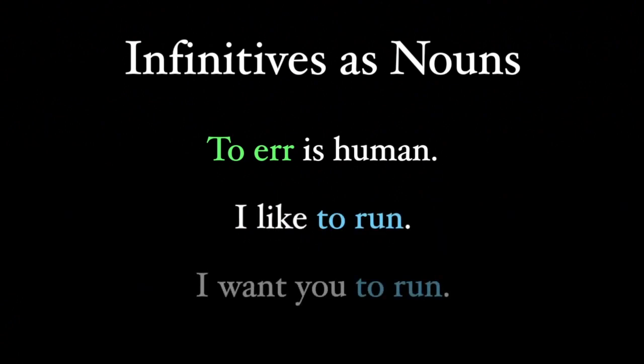And so are infinitives, the to form of a verb. To err is human. The infinitive to err is the subject of is, so it must be a noun. I like to run. I want you to run. Here, to run is the object of both like and want, so it's a noun.